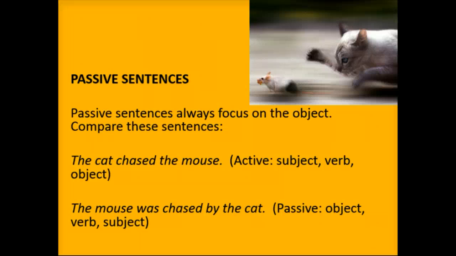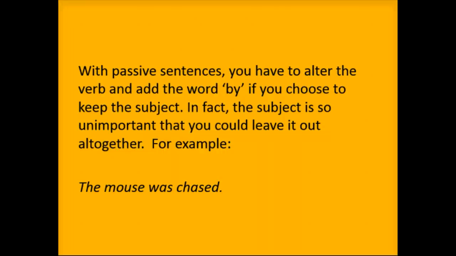So when do we use passive sentences? Well, with passive sentences, first, you have to alter the verb and add the word "by" if you choose to keep the subject. So the subject is actually so unimportant you don't even need it at all. You could just write, "the mouse was chased."